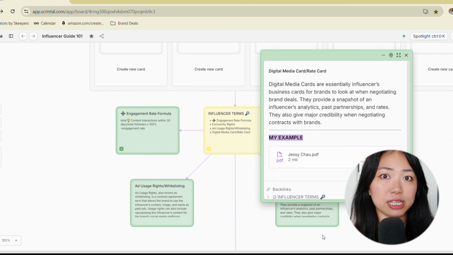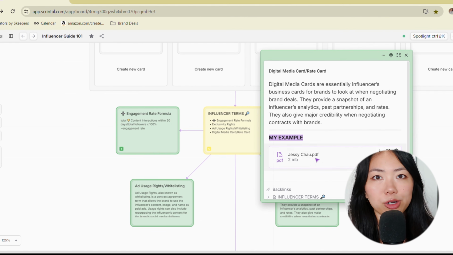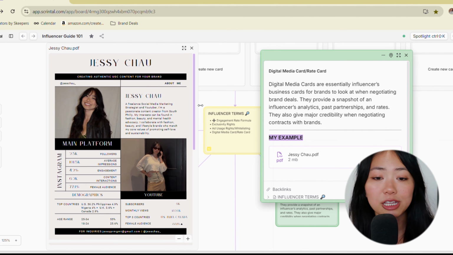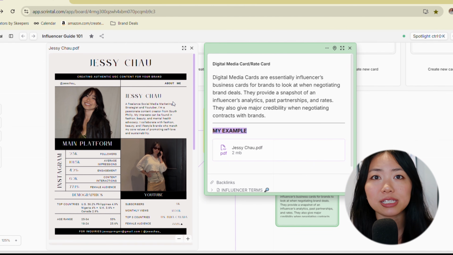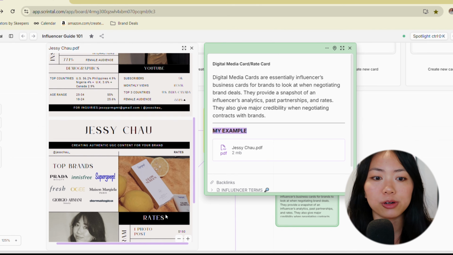I'm going to show you an example of what my own digital media card looks like, and you can pause this video and screenshot it if you want an example to work off of. But just remember that your digital media card as an influencer is essentially your resume, and just like any other resume, you're going to continuously update this as you work with more brands and as you grow a larger following.